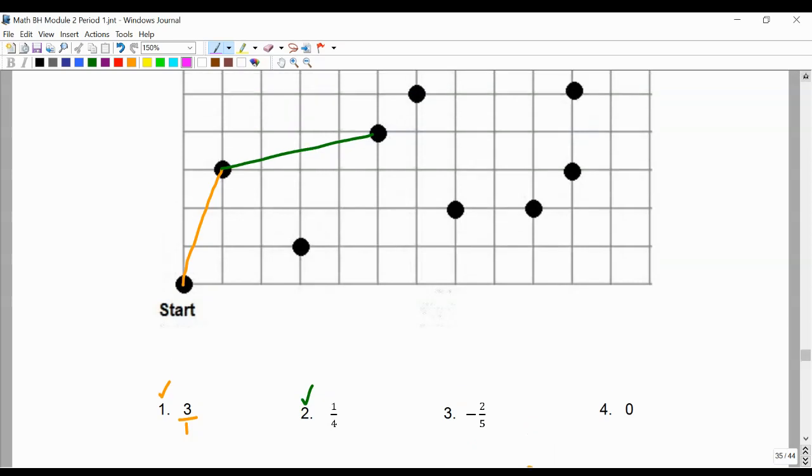We're going to go down 2, and we're going to run 1, 2, 3, 4, 5. Negative 2/5. Well, I'm not seeing this slope on here, so we've got to figure out what's going on. Down 2, 1, 2, 3, 4, 5. Well, it's not landing there.